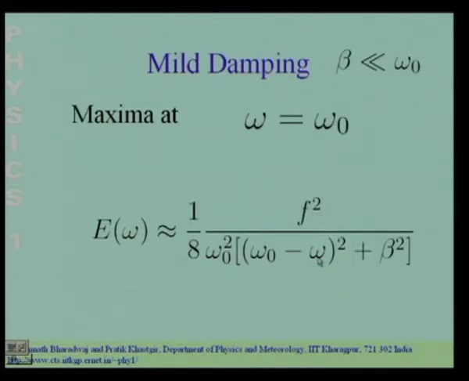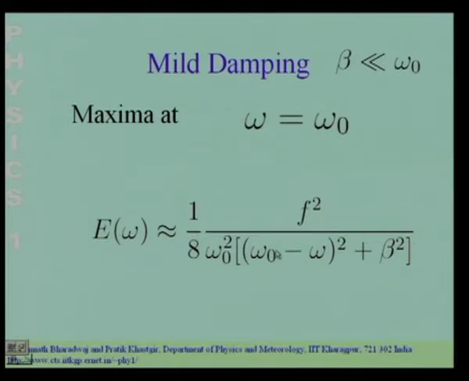So, the maximum value is where this equals this and this whole thing is 0. Now, if you want this to fall to half the maximum value, you have to shift by an amount equal to beta squared. So, if this is equal to beta squared, then the energy falls to half the maximum value.